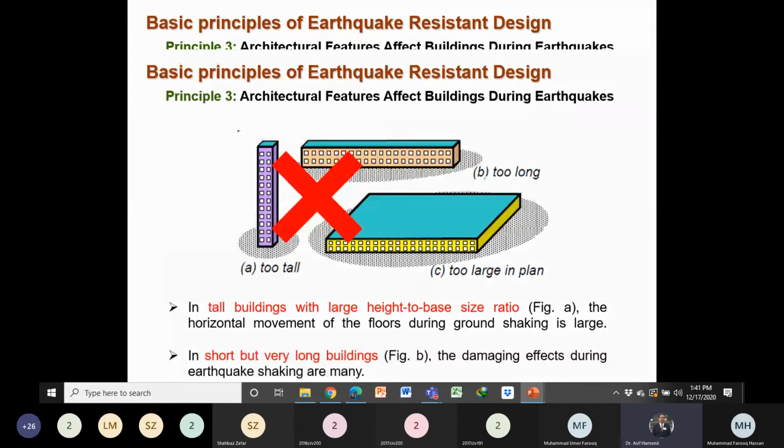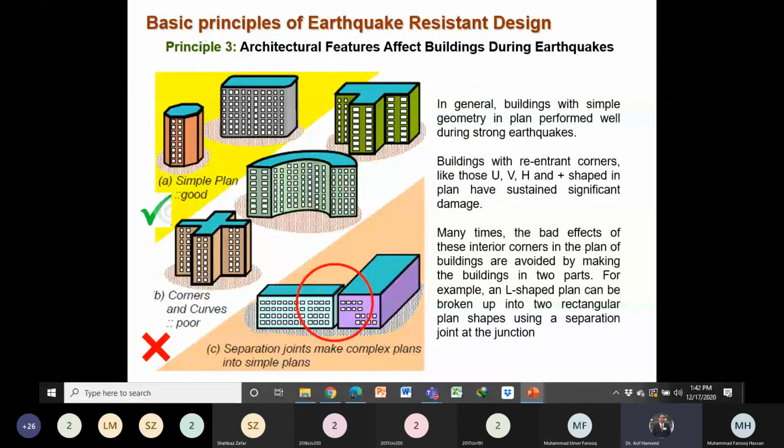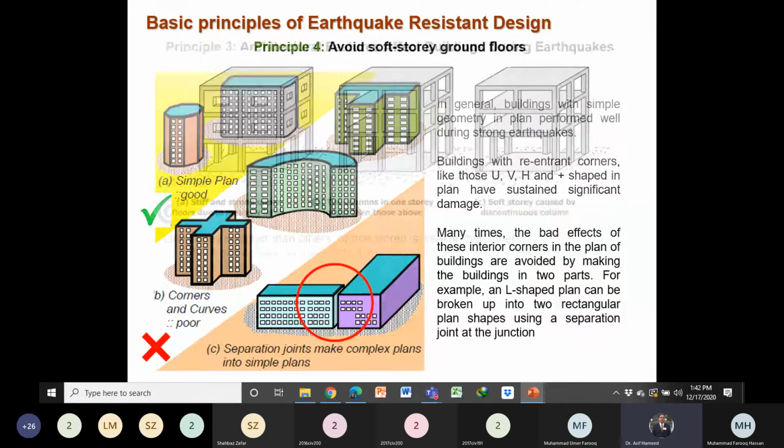Second configuration. It should not have the soft story. Okay, it should be simple in plan. It should not have the reentrant corners. But if we have a different type, for example an L-shaped building, we can separate the different blocks by providing seismic joints. So the plan should be simple. If the plan is simple, it can resist earthquakes easily, and the capacity to resist the earthquake loads will be more.